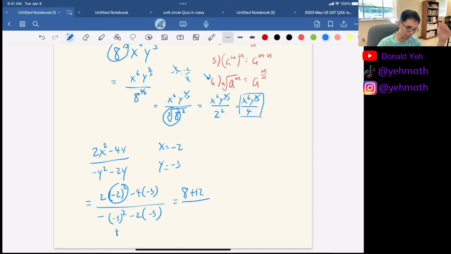Now, again, this one you're going to square first. Negative 3 squared is equal to positive 9. But you end up with a negative one in the front, so it's negative 9. And then plus 6. And that's going to give you negative 3 over 20, which is the answer I got over there.